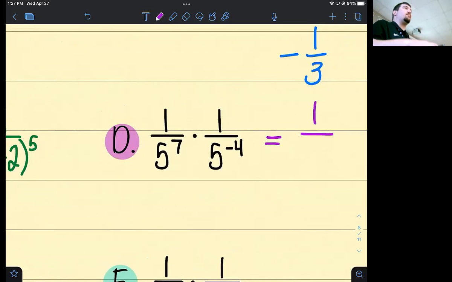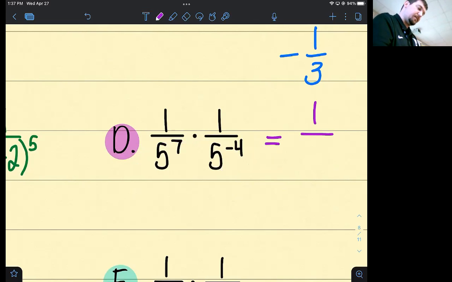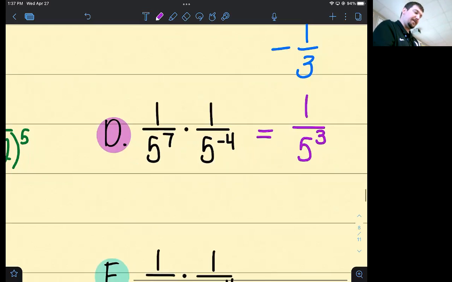And then on the bottom, when I'm multiplying 5 to the 7th times 5 to the -4th, should I add or subtract those exponents? Carter? Wouldn't you subtract? I'm multiplying across. You could think of each one as its own little division problem, but what I'm doing right now is multiplying them. So what do I do when I'm multiplying two powers together with the same base? I add their exponents. Can you tell me what 7 plus -4 is? That'd be 3. Okay.